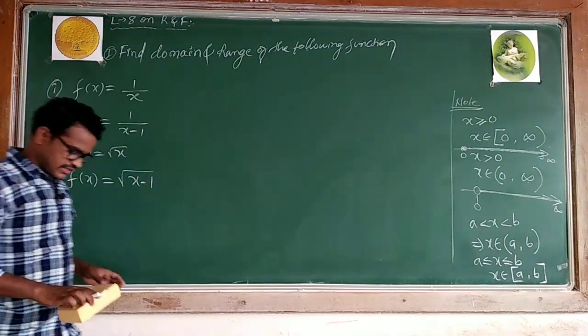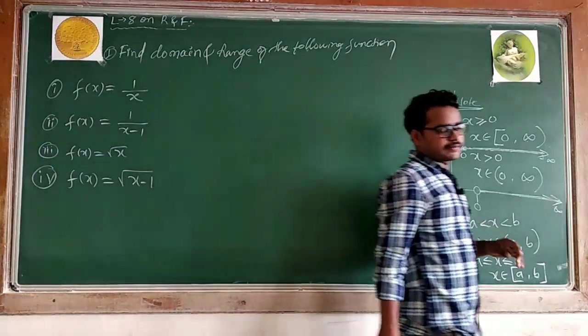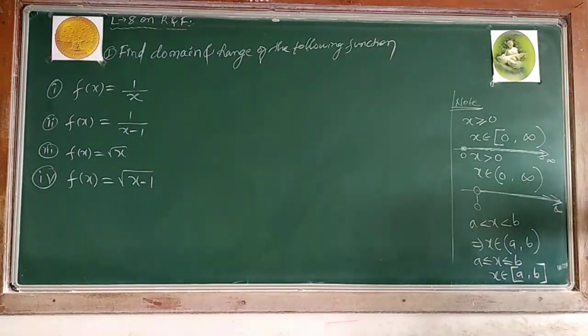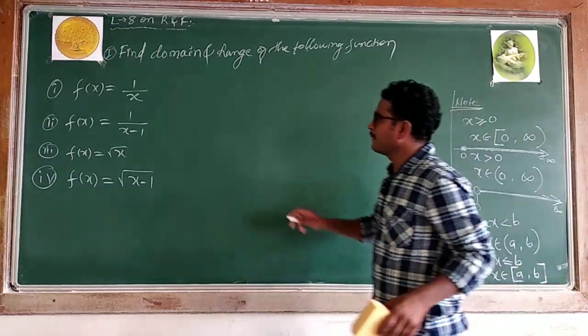Concentrate. What is the given? I have 4 functions. What are the 4 functions here? F of x is equal to 1 by x, division form, keep in mind. Second one, 1 divided by x minus 1, again division form, means rational form. And third one, root x, and fourth one, root x minus 1. Whenever root comes, avoid negative value in the root. When division comes, you avoid denominator 0. Now the thing is very simple.